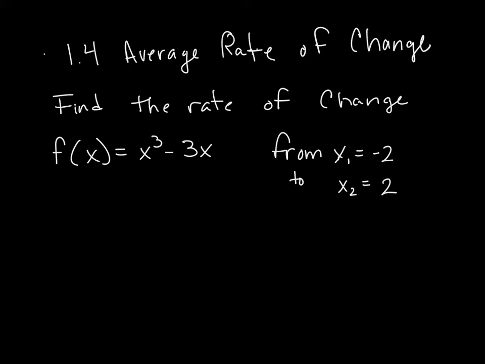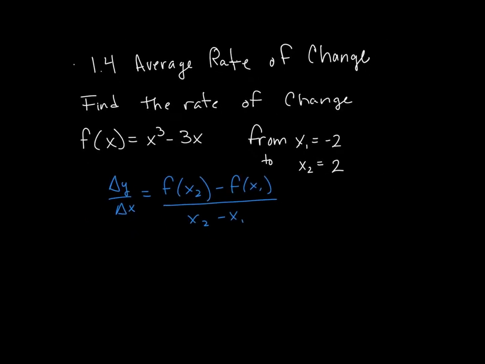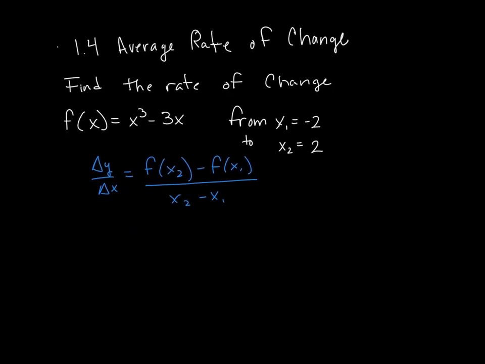The first thing that we're going to do is, it's a formula you're very familiar with. The average rate of change is still the change in y over the change of x, which is f of x2, which is the y value, minus f of x1, again the y values, divided by the change in x values. So the first thing we're going to have to do is find those values.